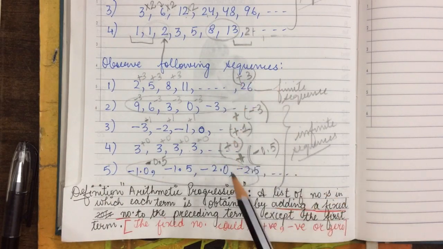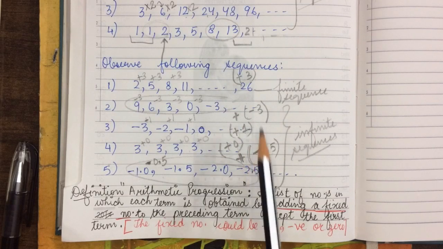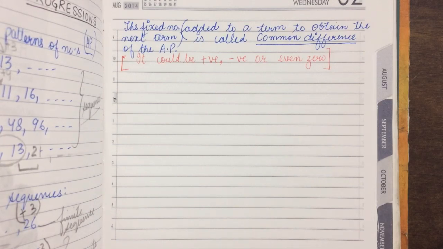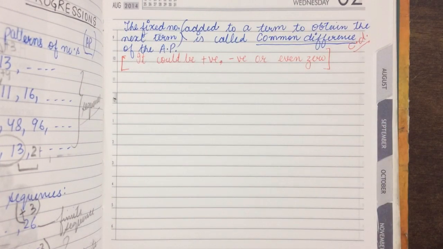All these values which are being added here to obtain the next value, all these fixed numbers, these are referred to as the common difference of the AP. So this is what we have. The fixed number which is added to a term to obtain the next term is called the common difference of the AP. I would be referring to it as CD for short. Now this common difference could be positive, negative, or even 0.